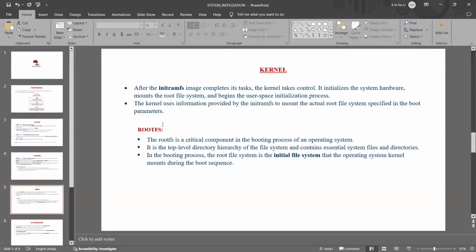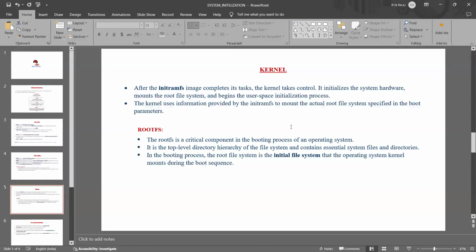So in the root fs, what is meant by root fs? This is called the root file system. The root file system is a critical component in the booting process of an OS. It is the top level directory hierarchy, just now I told you, the hierarchy of the file system, and it contains essential system files and directories. Correct, because the slash only contains all files and directories. That's why the system will load your operating system files and directories and everything here.